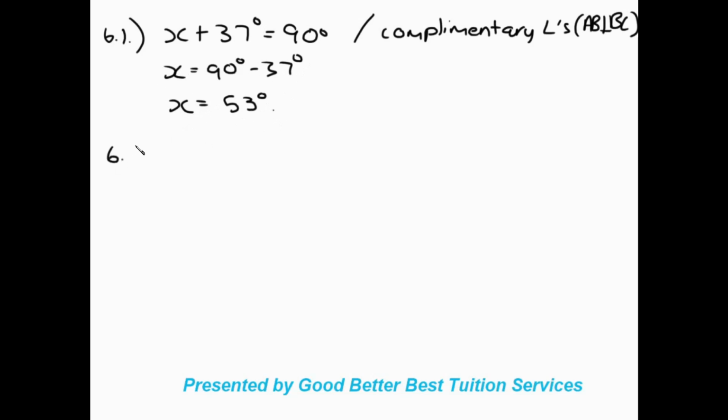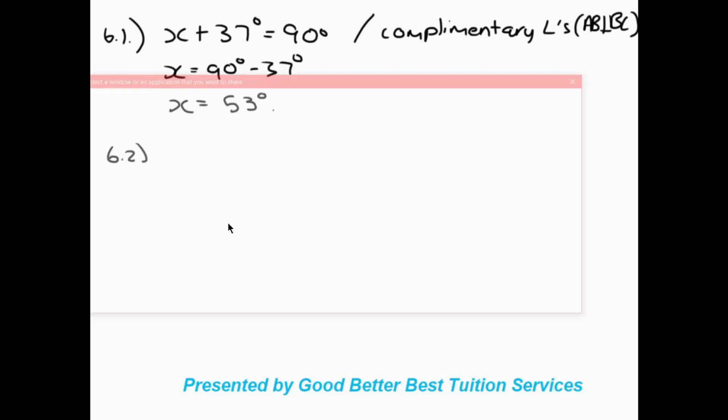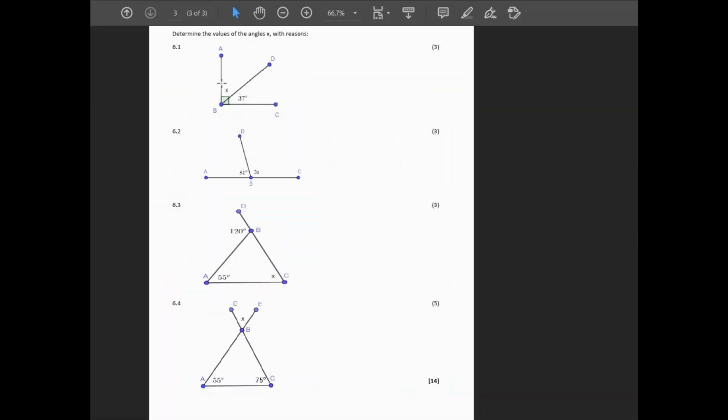Now we can move over to 6.2. Let's go back to our question paper. We can see here that this is a straight line. The line AC is a straight line, and the line BD is cutting into this line to make two angles, okay? So what do we know about a straight line? We know a straight line adds up to 180 degrees. Cool. So they've given us 81 degrees over here, and they've given us 3x as that other angle. So we know that 3x and 81 degrees must add up to 180 degrees.